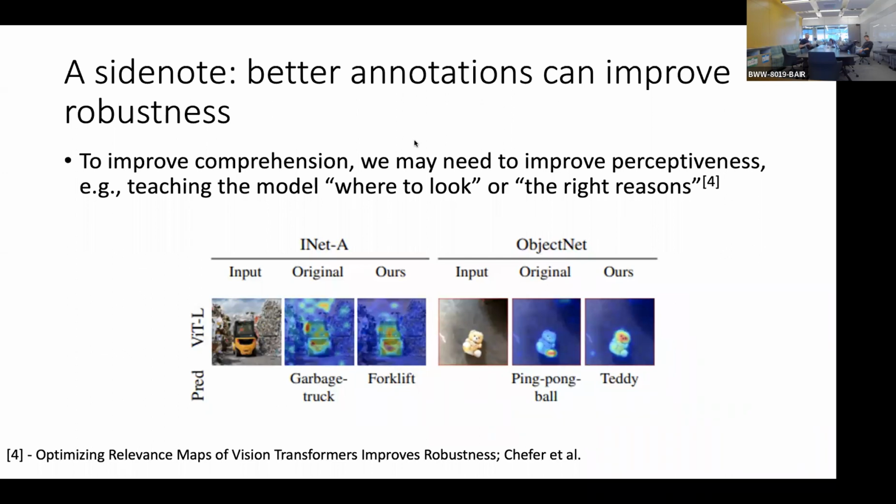So this is something else from understanding what object we look at. I think data is very important for comprehension, understanding what exists in the image. But other things like perceptiveness, looking at the foreground and not the background, are other things we need to improve. And this is one way we taught the model to look at the objects and not at other things.